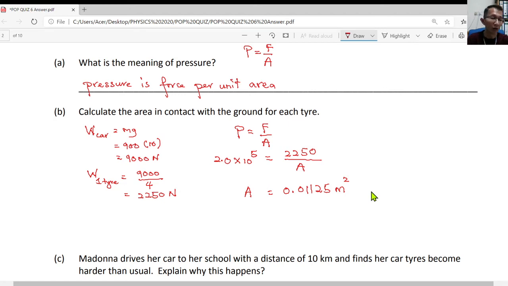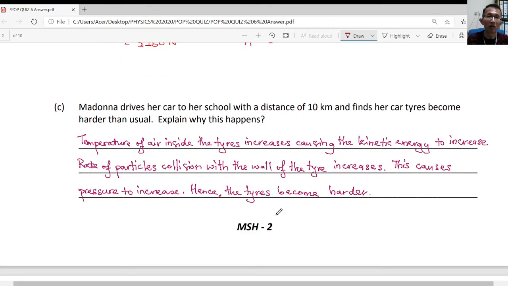All right. So let's go to C now. Madonna drives her car to her school with a distance of 10 kilometers, and she finds out that the car tires become harder. Okay, so the tire of the car becomes harder. So why does it become harder? Something is pressing the wall of the tire outward, making the tire become harder. Just now I used the word pressing, meaning to say I am inferring pressure.